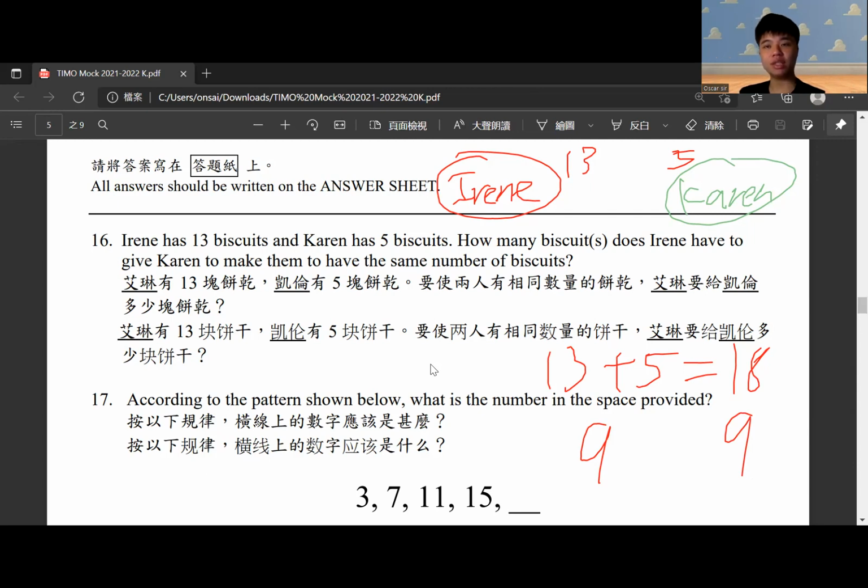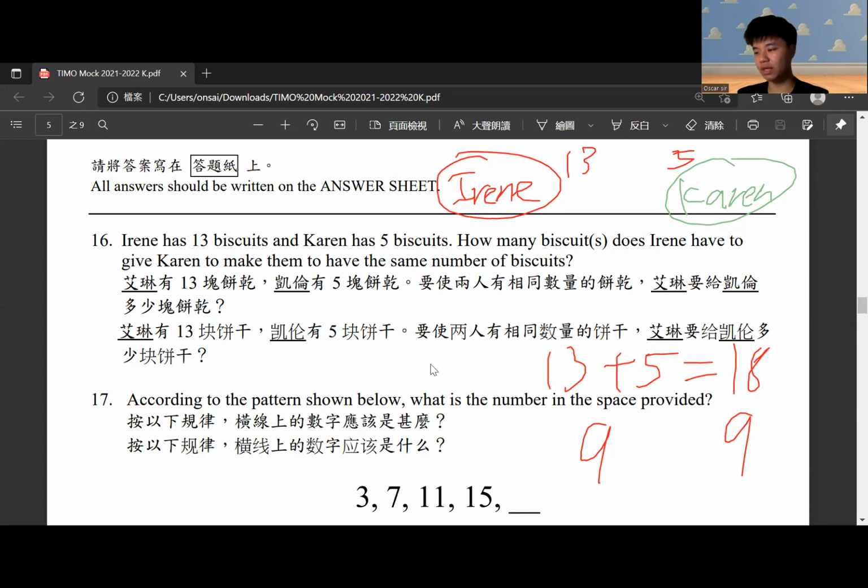Because in this system they have 18 bakers in total, right? 13 from Iron, 5 from Karen, so the total is 18. If these two guys need to have the same number of bakers, it must be 9 and 9, right? In this way it's very easy for us to think about it. How can they be 9 and 9? Just give 4, right?